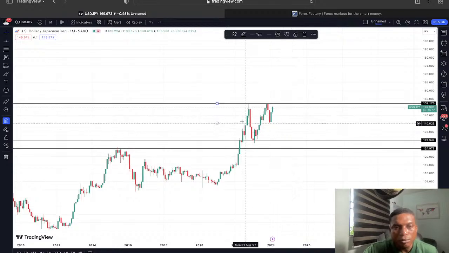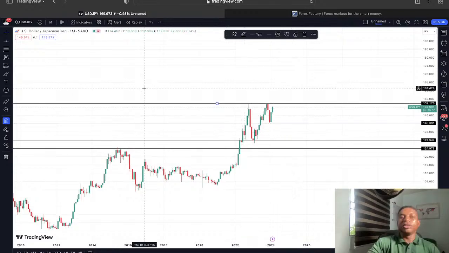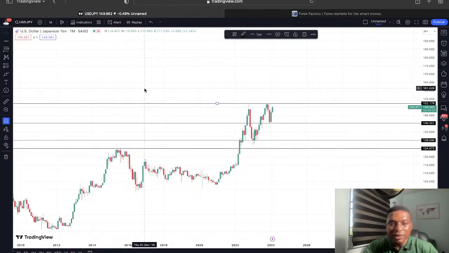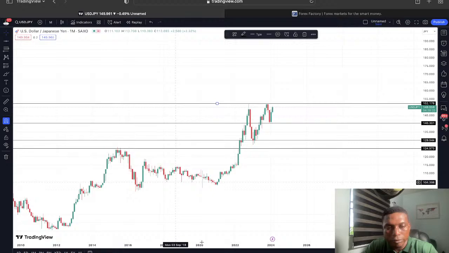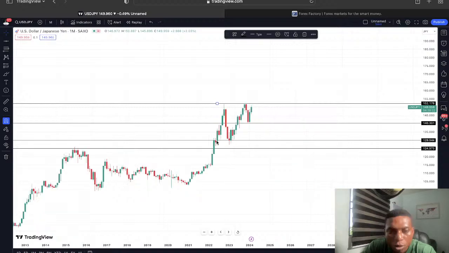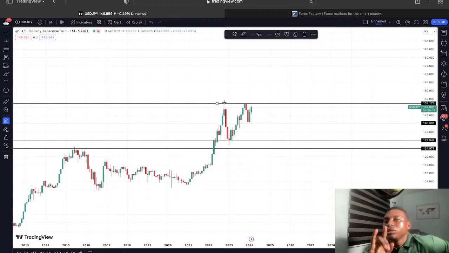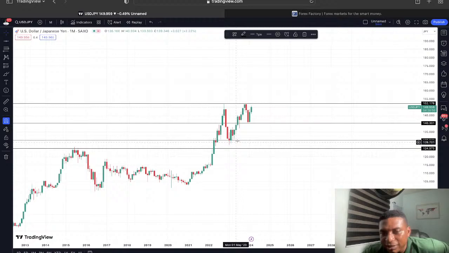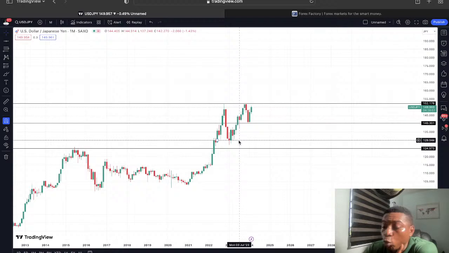Now, when we look at the USD JPY chart, we can see here that price broke out from this level, went as high as the 150 region, and came down to the next support level at the 129 region.